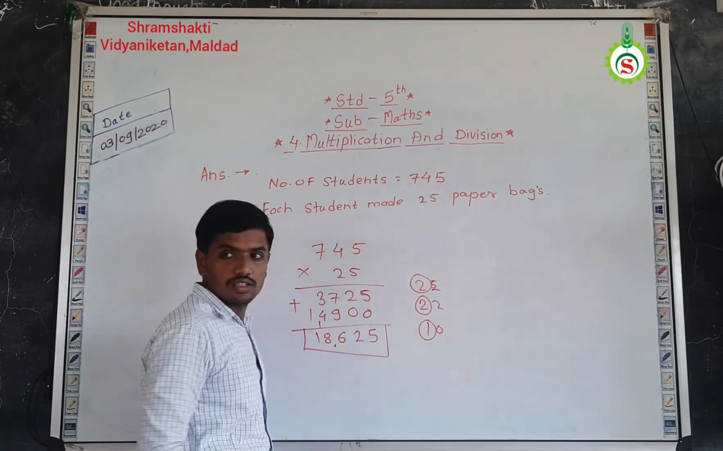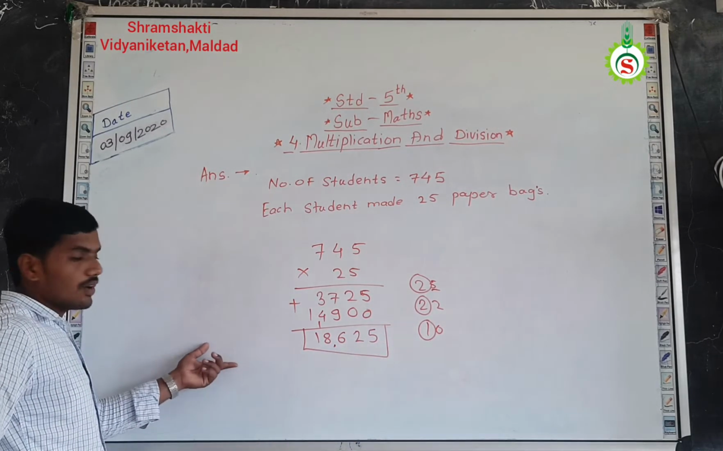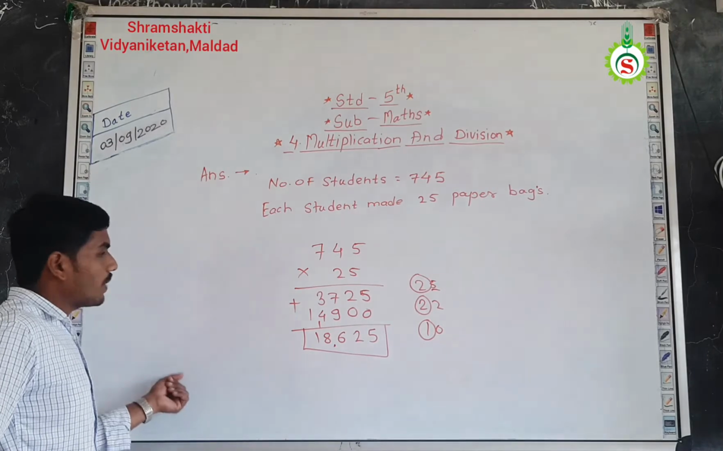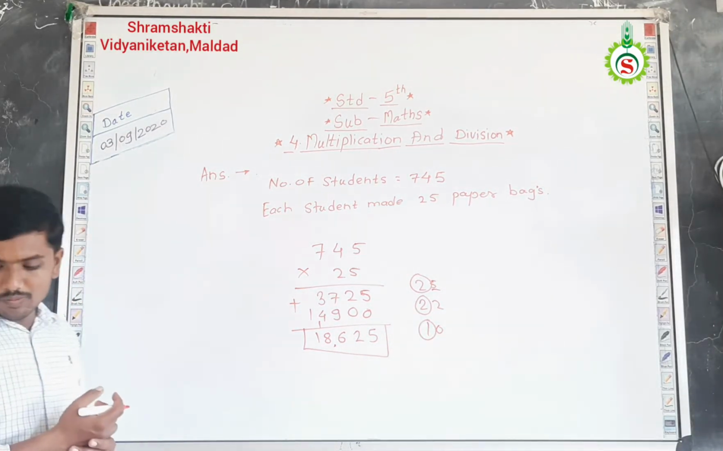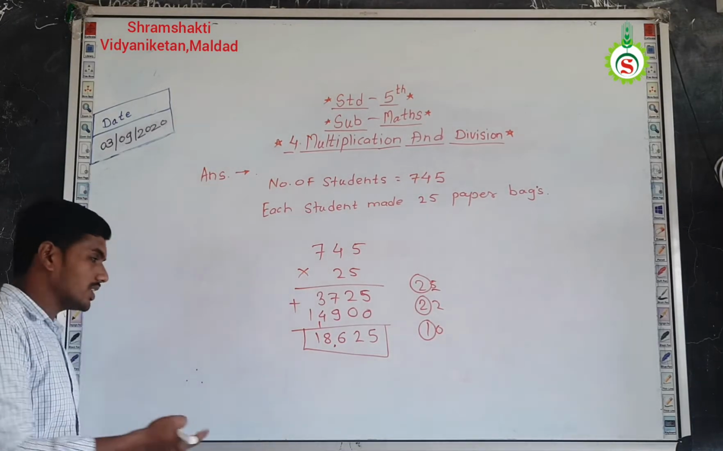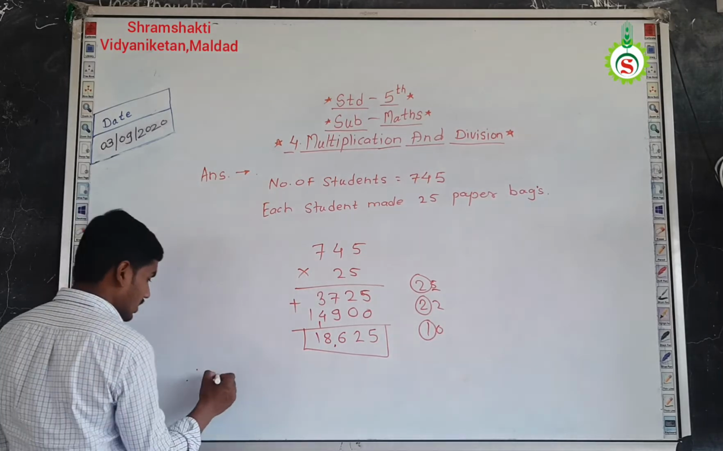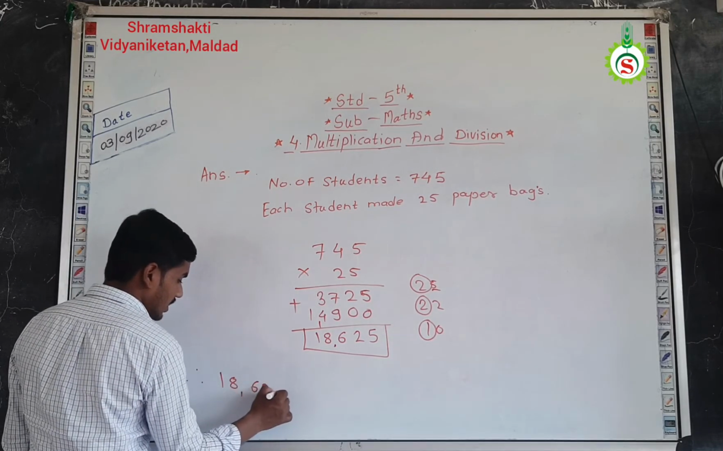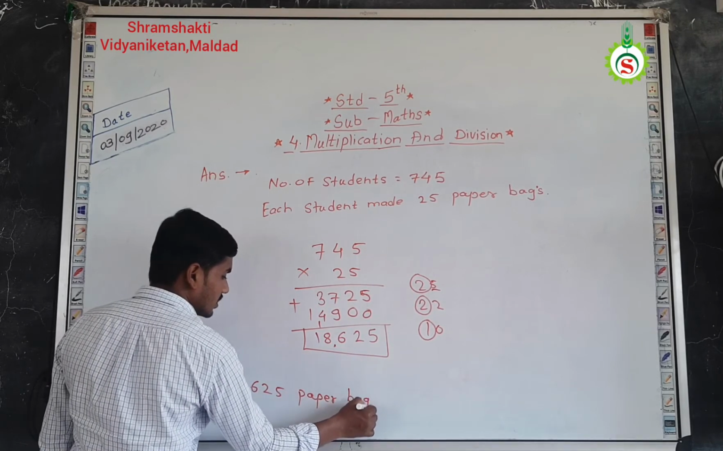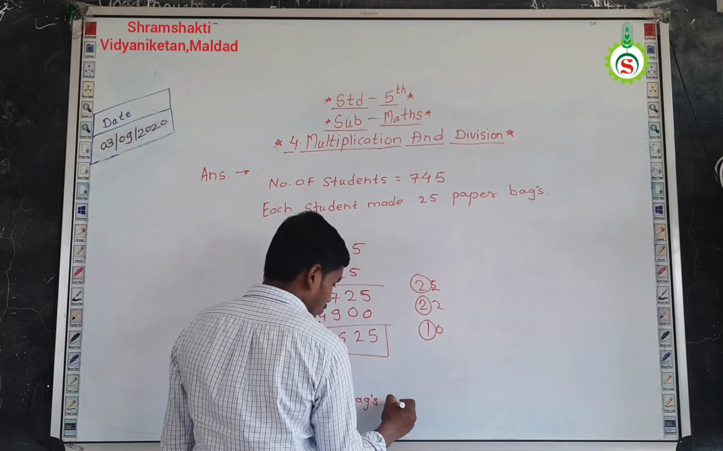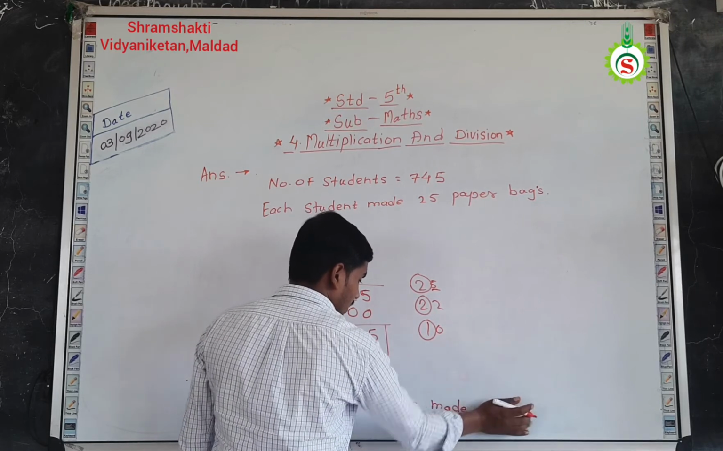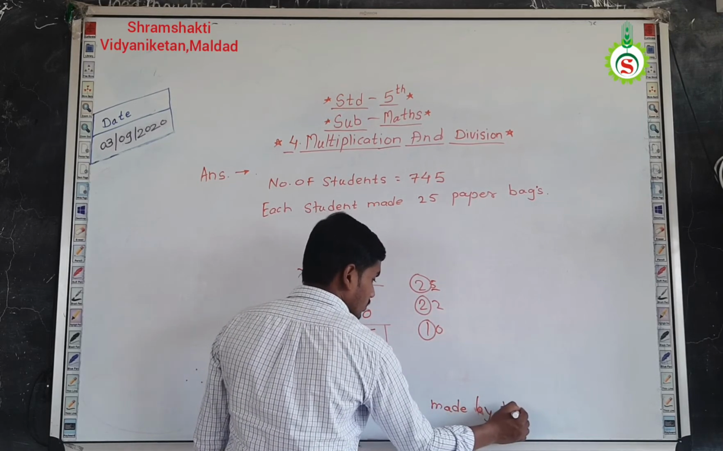As this is the word problem, what I have to do? I have to write down the answer which I have got in words. So what they have asked, what was the total number of paper bags made? Therefore, instead of what was, I will write down: Therefore, 18,625 paper bags was made by the students.